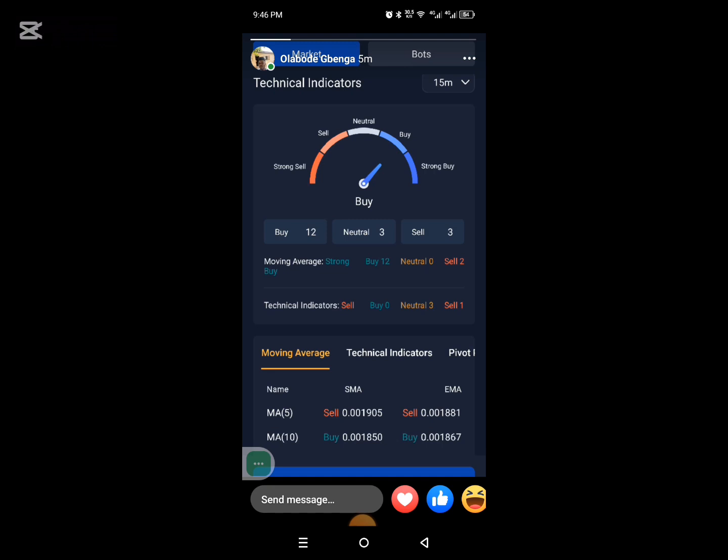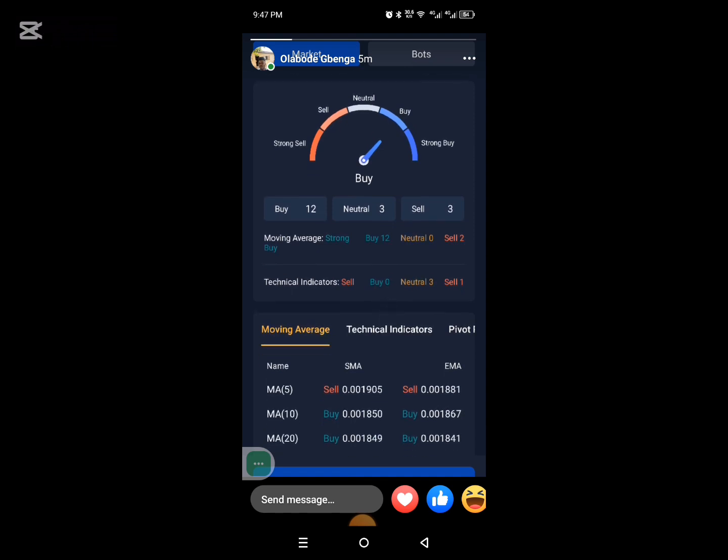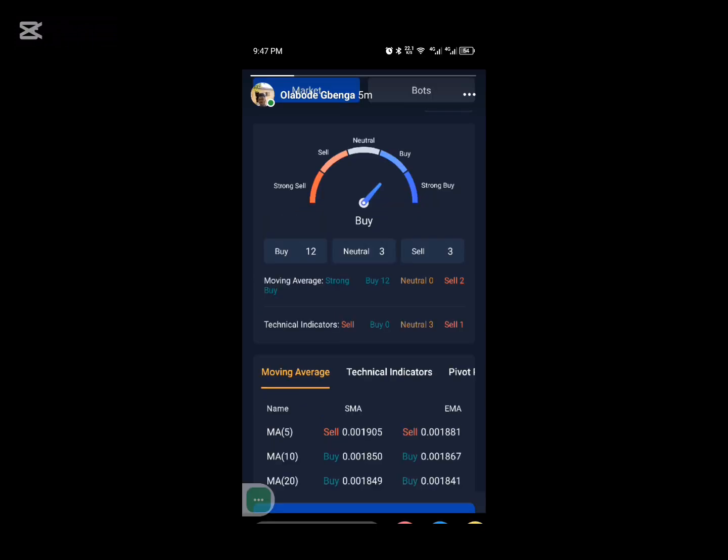has buyers, they are many. They are more than the sellers. For you to consider any coin you want to trade, the buyers must be more than the sellers. That's what we call sentiment analysis. When people are supporting a particular project, it means that project will be appreciating. So you can also venture into that project.